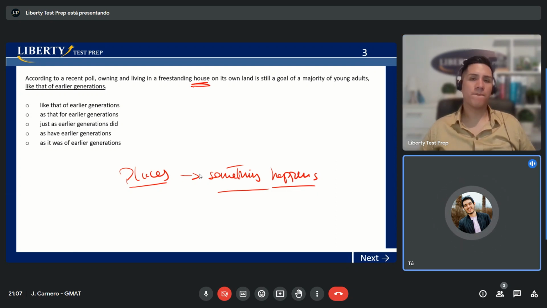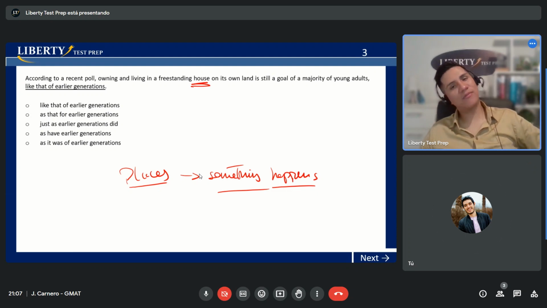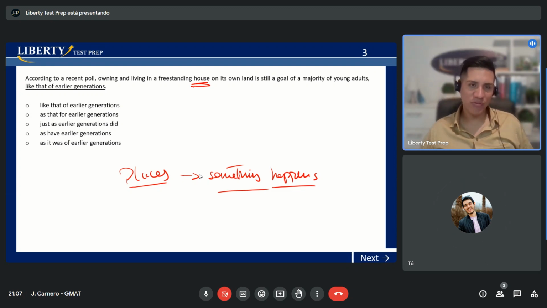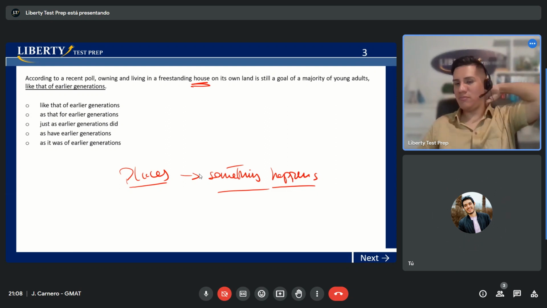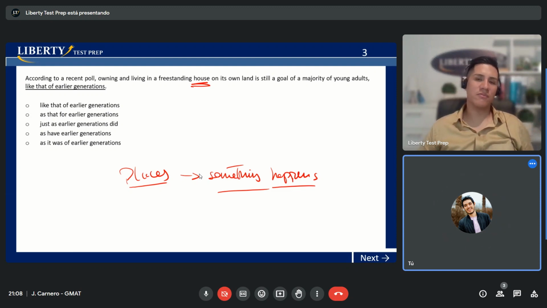Well, houses of early generations, but it's not houses. Remember, you're making a copy of a house, of one house, the house of earlier generations. Would it make sense? No, it can't be the house of a generation, right? Is there any other noun that could be referred to with that? There's one. You are overlooking one noun. It's lost in there. Land is a goal of majority of young adults.